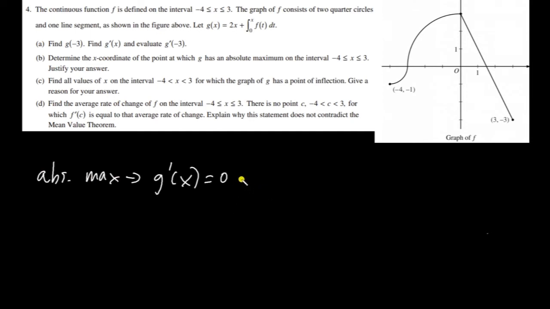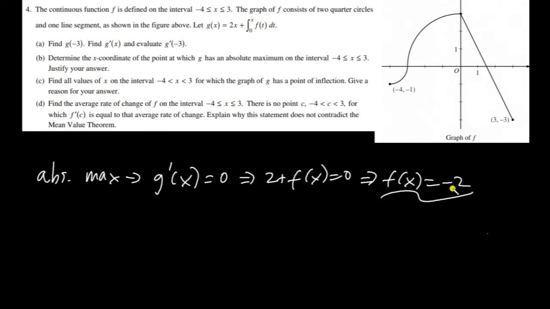We also know that g prime of x is equal to 2 plus f of x, from part A. So we know that 2 plus f of x has to equal 0, and therefore f of x has to equal -2. So all we've got to do now is figure out where f of x equals -2. That'll tell us some information about the absolute maximum. If we just look at the graph, it goes up, goes up, goes up, and it doesn't seem to reach -2, which is down here. It only seems to reach that at this exact point here. So that's going to be the point of our absolute maximum.